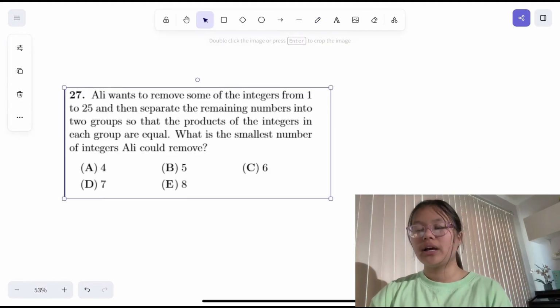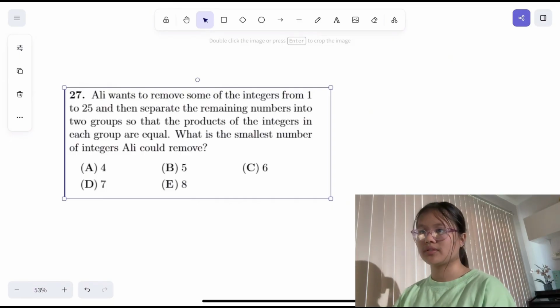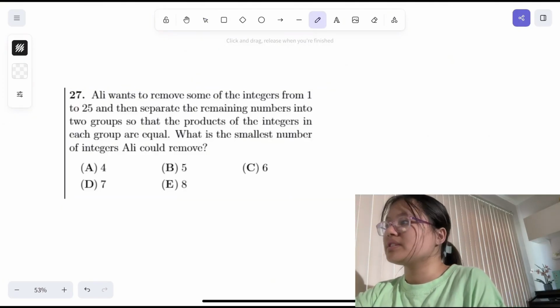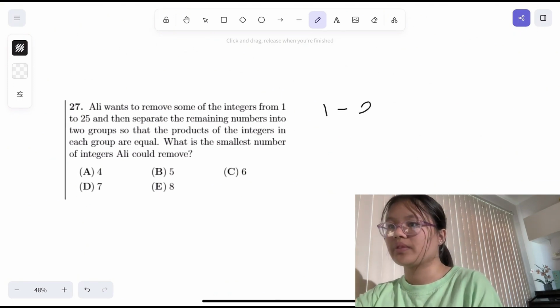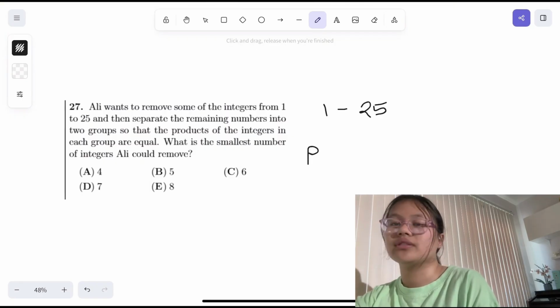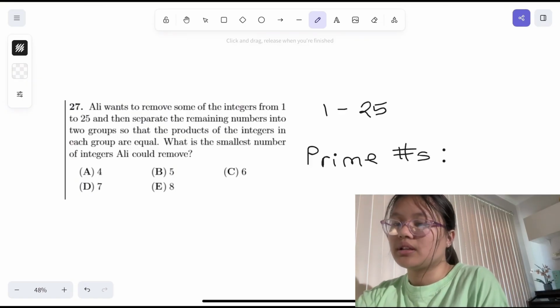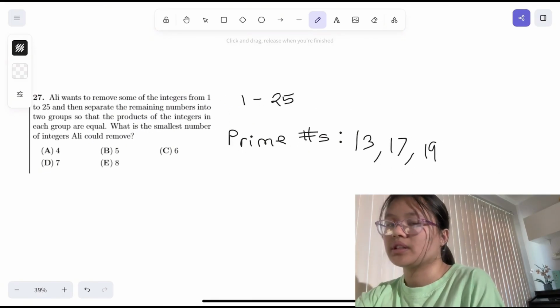Alright, number 27. Ali wants to remove some of the integers from 1 through 25 and then separate the remaining numbers into 2 groups so that the products of the integers in each group are equal. What is the smallest number of integers Ali could remove? Okay, so the prime factorization of the products of the numbers of both groups have to be the same since products are equal. So then that means the prime numbers have to be in the list of 1 through 25. And the prime numbers that we need to get rid of is the ones that have only one multiple. So these basically include 13, 17, 19, 23, nothing over 25.